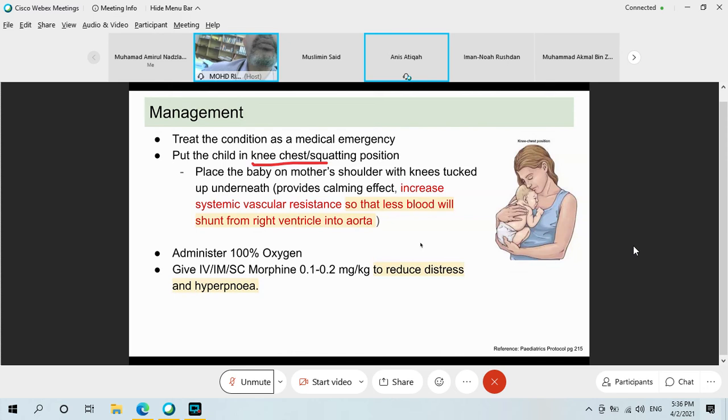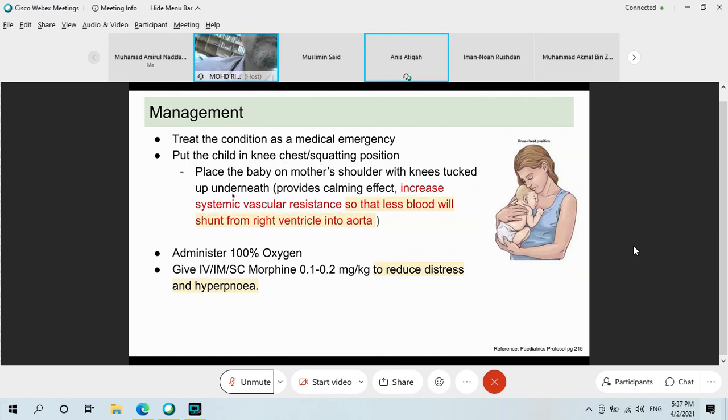Knee chest or squatting is to increase systemic vascular resistance. Okay, it may help. Morphine, SC is subcutaneous. Subcutaneous morphine, IV, anything. Morphine is to calm the baby, so reduce the stress, because stress can trigger the spasm of the infundibulum. So calm the baby.